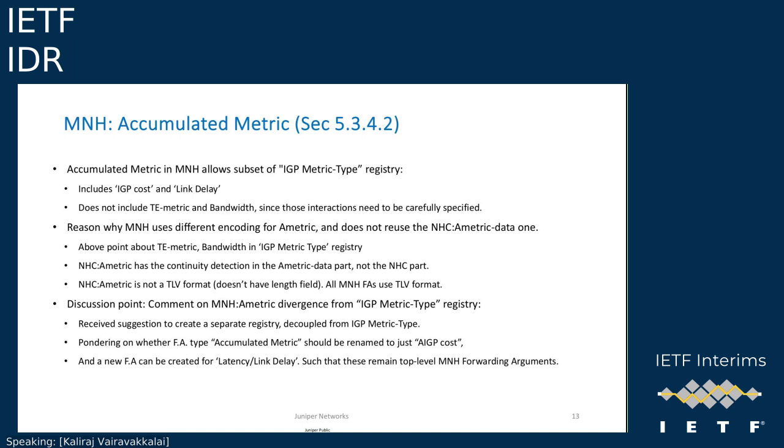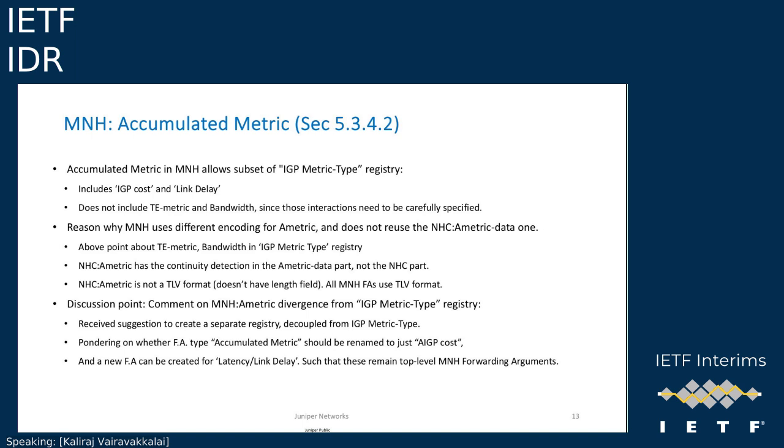Because the bandwidth is carried in link bandwidth as well as inside the IGP metric type, I found it a little bit counterintuitive. And I also felt that everything that may get added into IGP metric type tomorrow may not have procedures specified at the BGP layer. How do we handle it if we receive that forwarding argument in the MNH? So that is why I just took a subset of the IGP metric type and specified it as applicable in the MNH. And that is one of the reasons why MNH did not use the same encoding as A metric, because that's what I tried to do first.